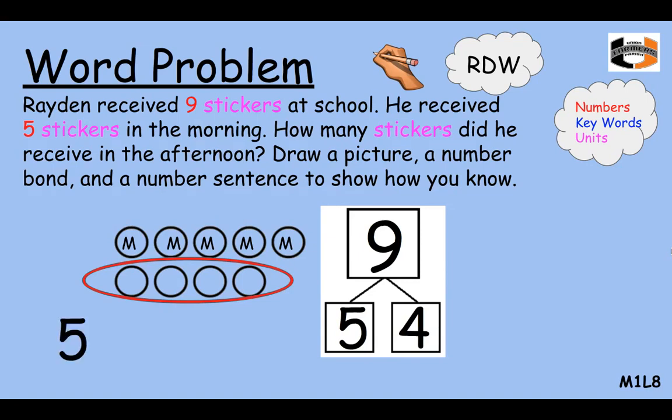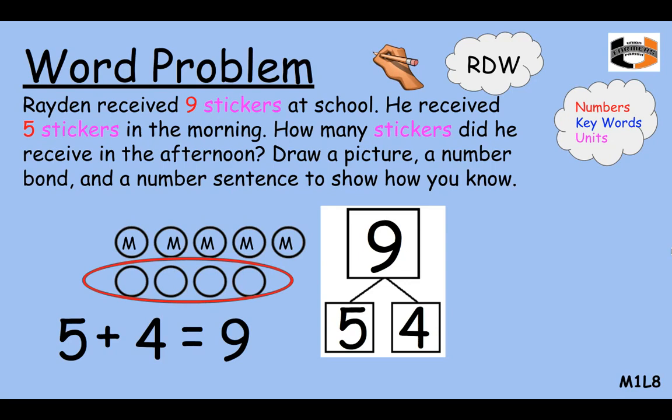And we're going to do a number sentence to match what's happening. The 5 in the morning plus the 4 in the afternoon equals 9. What is the last step when we're solving a word problem?